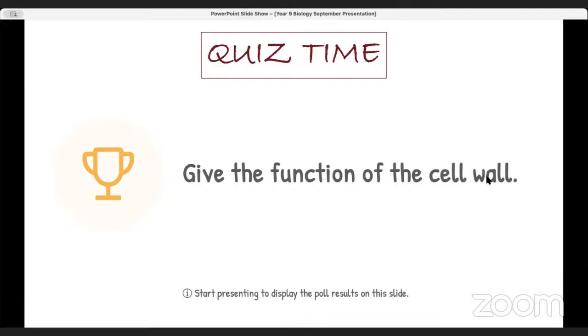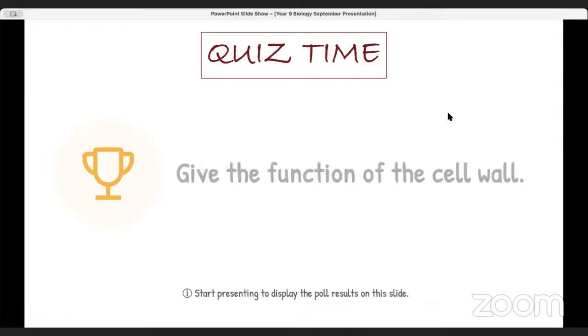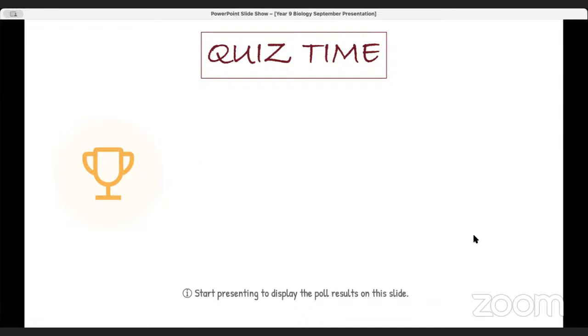Give the function of the cell wall. Anyone? So by now you should know what the cell wall is. It acts as a barrier between the exterior and the interior environment. And then what happens? It controls the entry and exit of materials. Right.